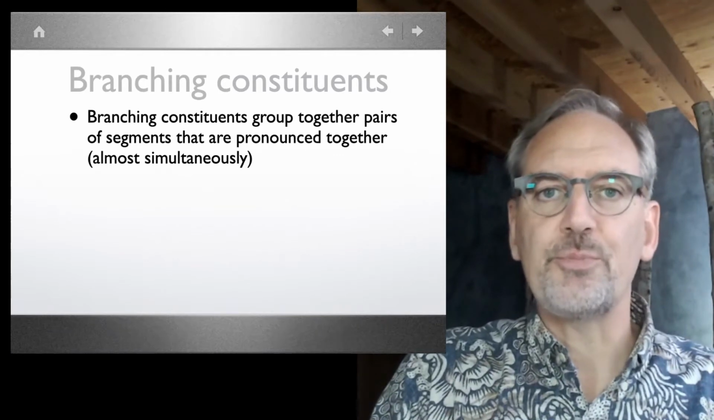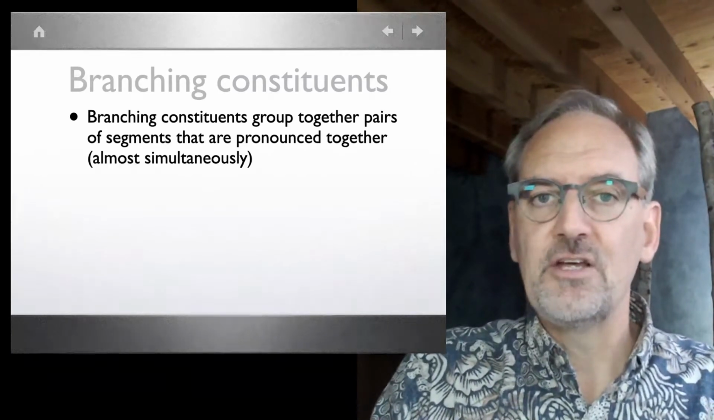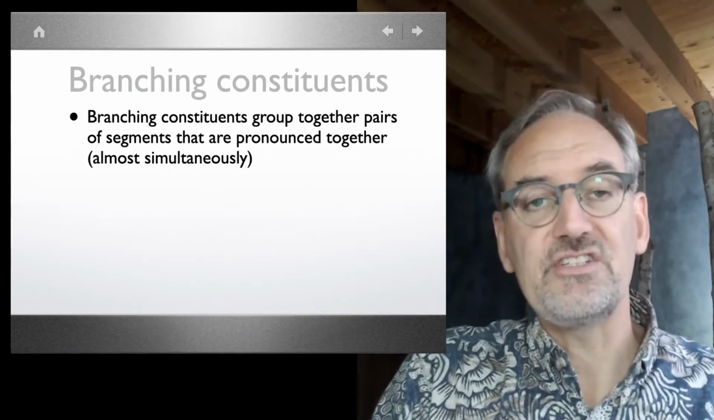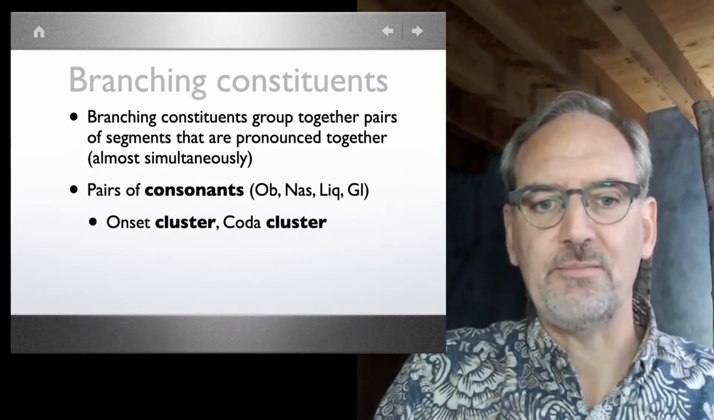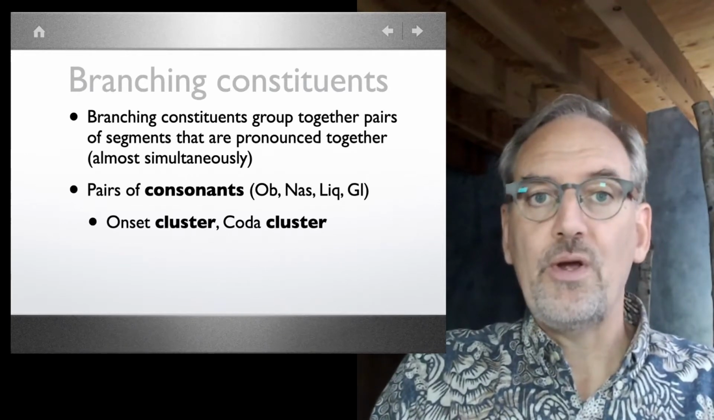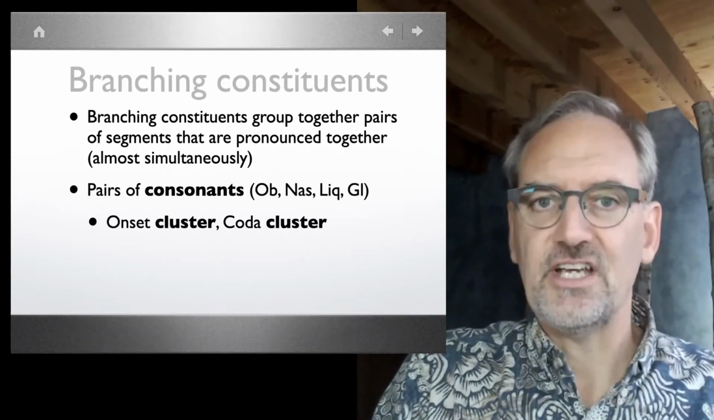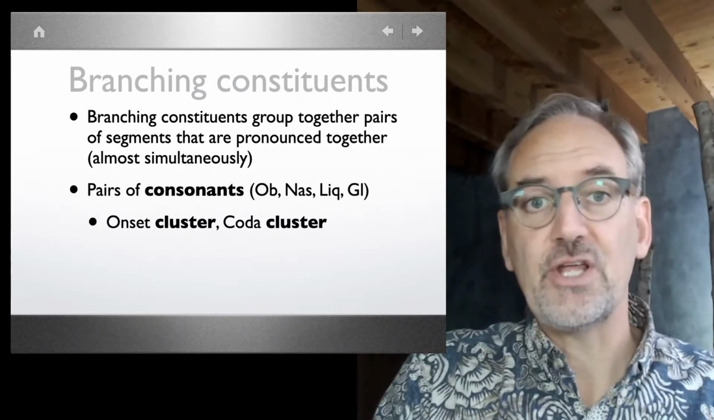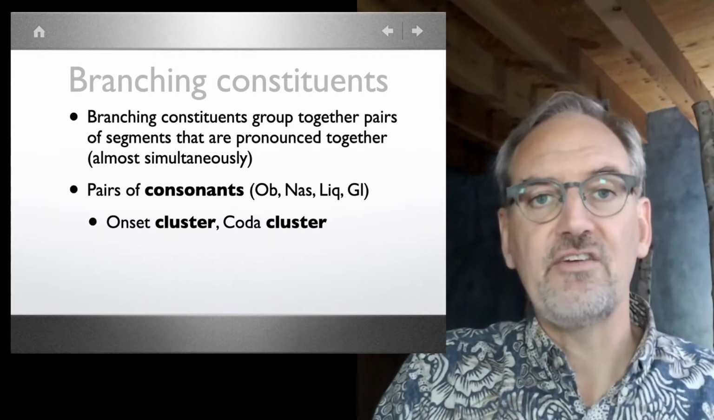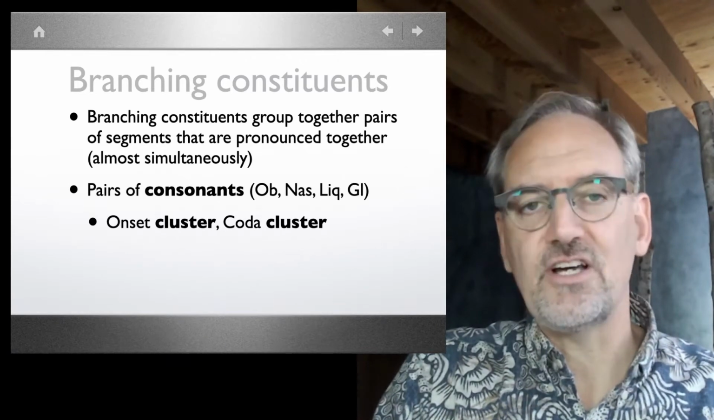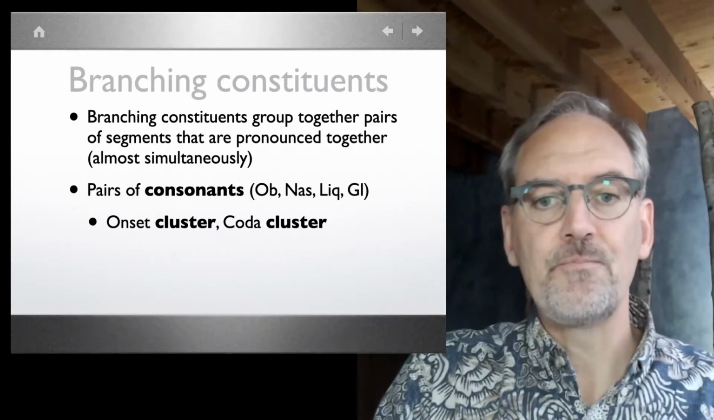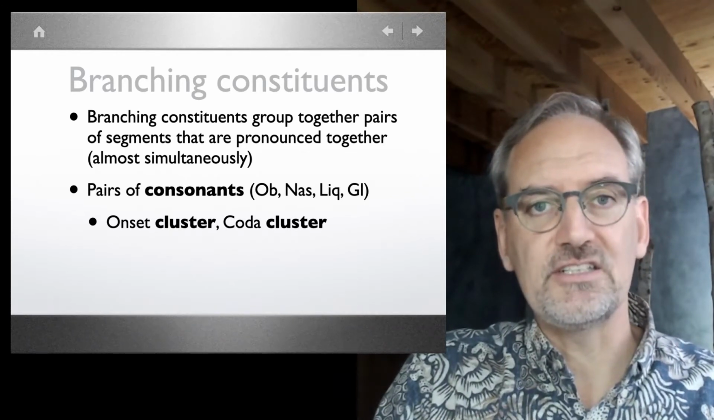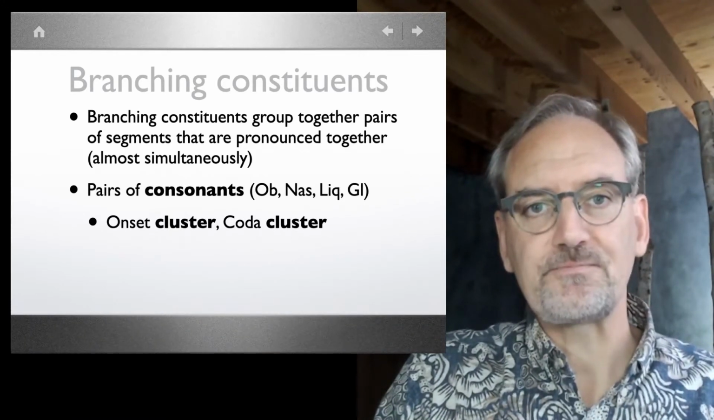The two sounds are pronounced at the same time, but it sounds like there's a sequence simply because of the difference in the durations of the two segments. Now, when there are two consonants in a branching constituent, we use the term cluster. So that could be an onset cluster if the two consonants are in the onset of a syllable. It could be a coda cluster if there are two consonants in the coda of a syllable.